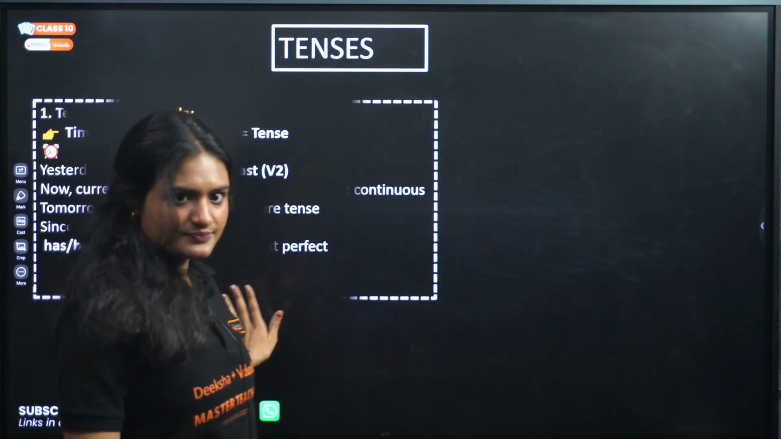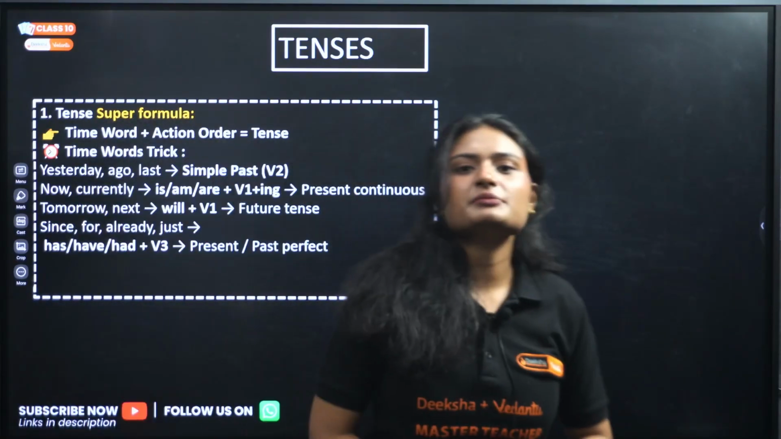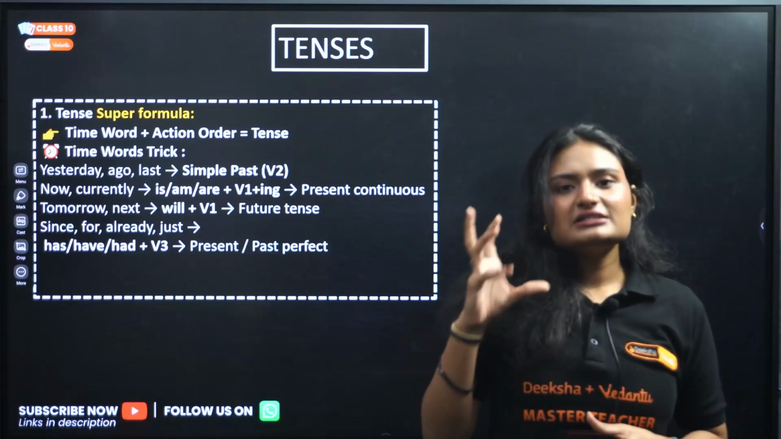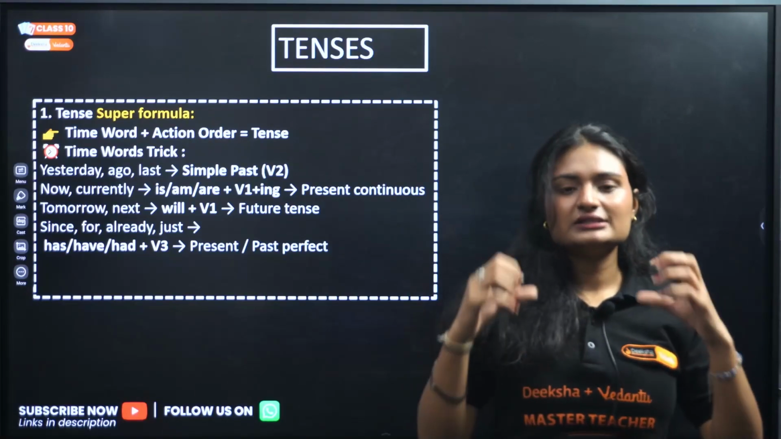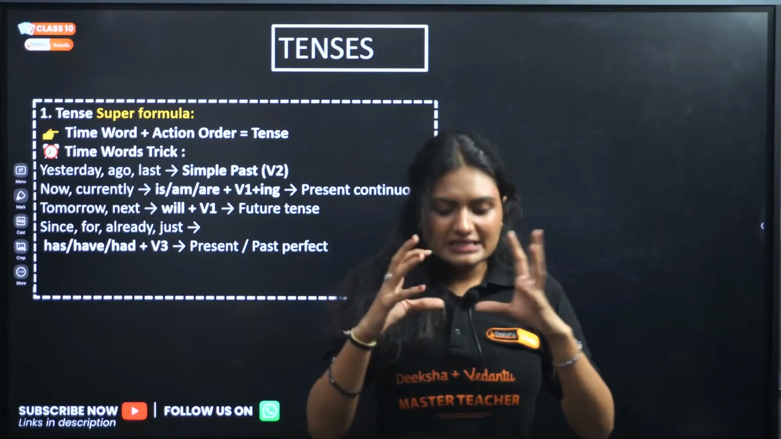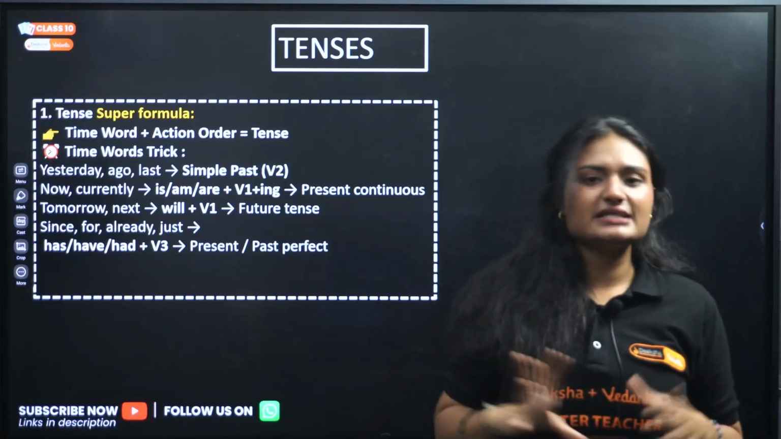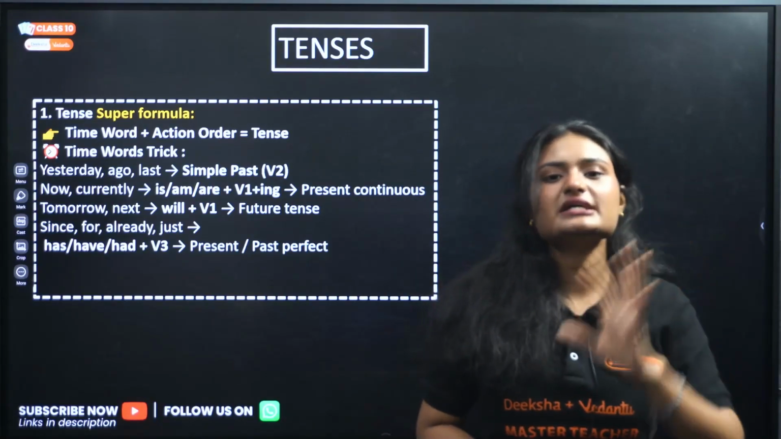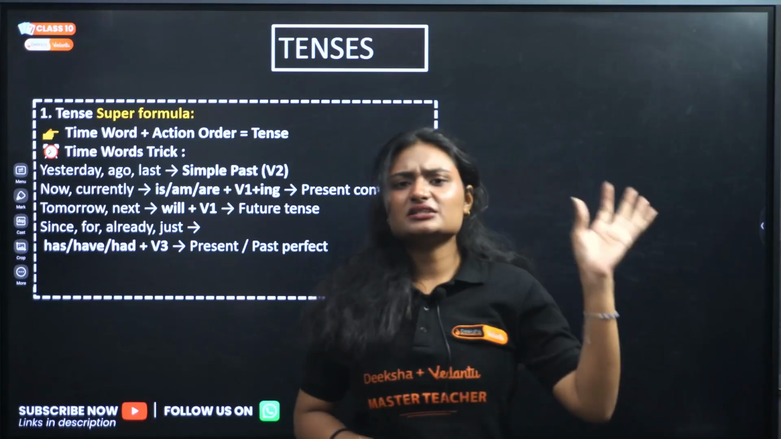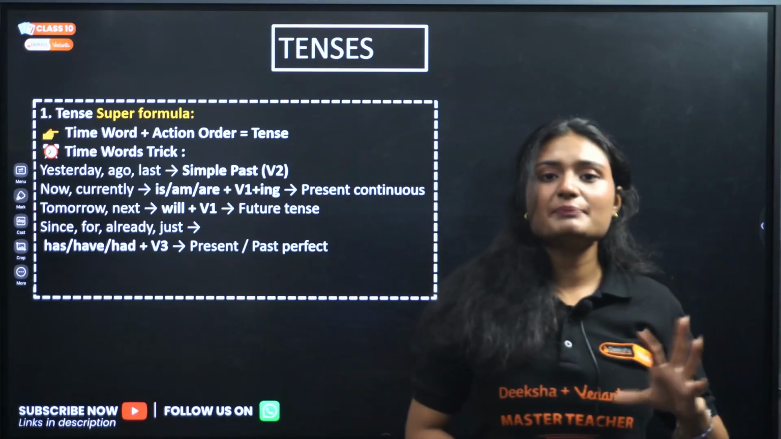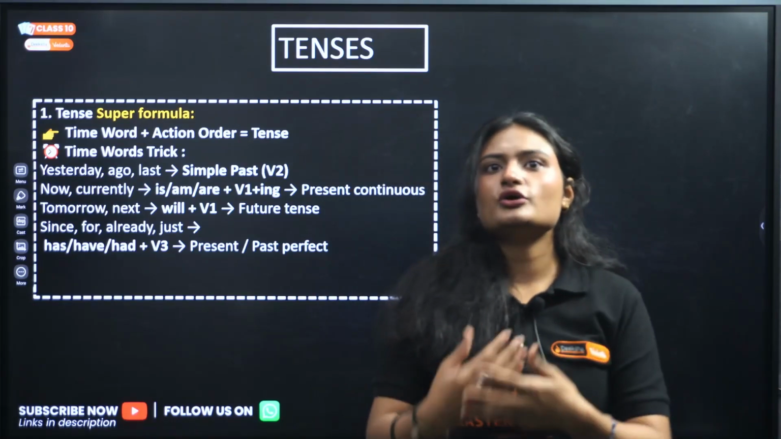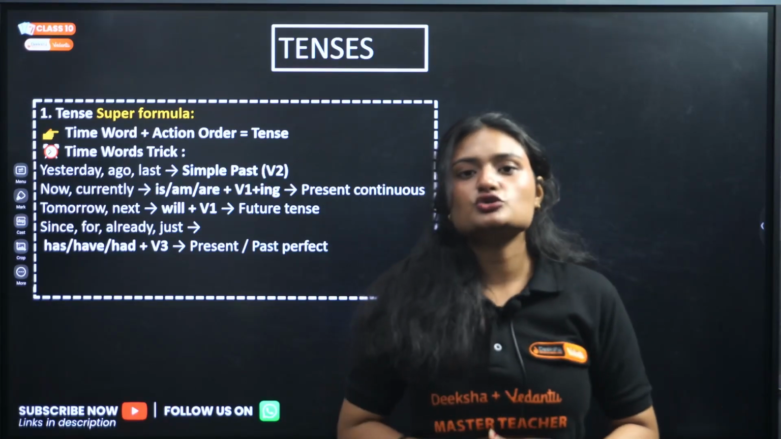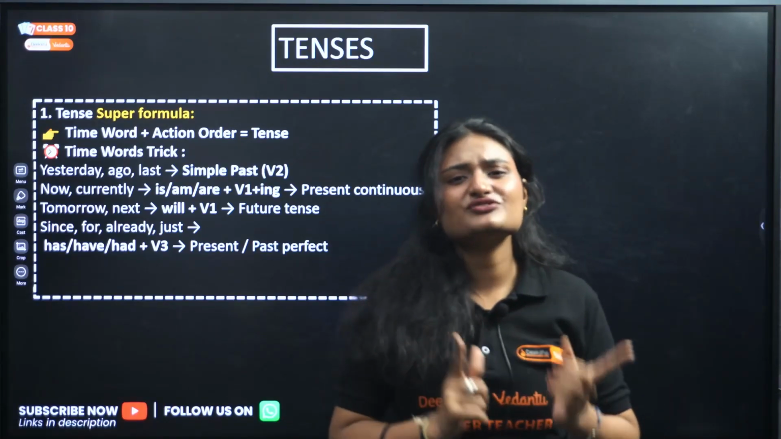First is tenses. So in tenses, you should remember there is a tenses super formula. Now what is that formula? You have a time word plus the action order. That will tell you what is the tense. For example, if in any sentence yesterday is given, that means that action has already happened. It happened in the past. Something is going to happen, tomorrow is there. So that means the event will happen in future. So you know that the tense is future tense.